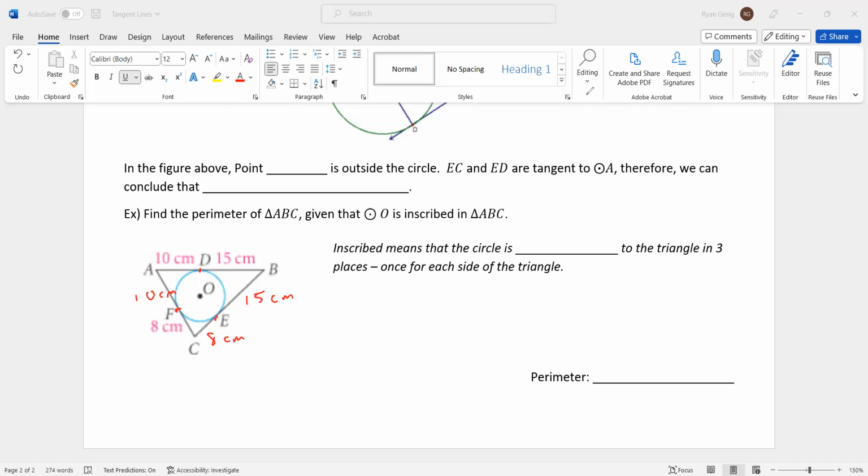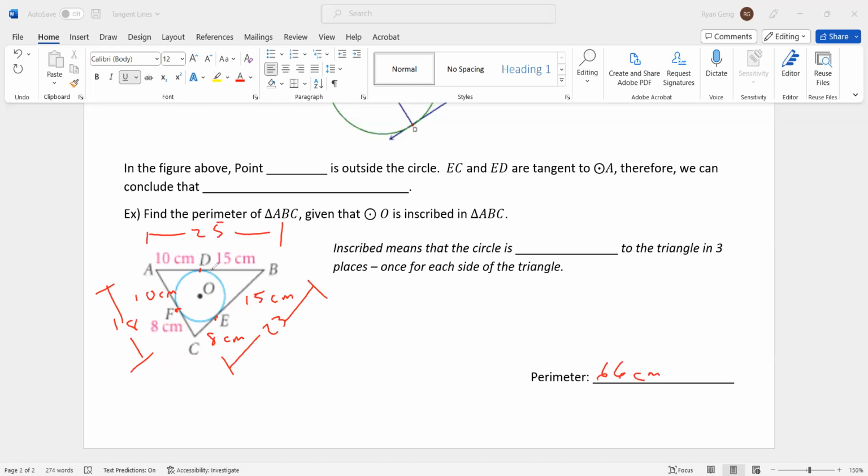Now, there's a couple ways you can find the perimeter. You could take each individual number and add it up. So 8 plus 15 plus 15 plus 10 plus 10 plus 8. Or you could find the whole side. So 8 plus 15 is 23. 10 plus 15 is 25. And 8 plus 10 is 18. And then add those up. Either way, you're going to get the right answer. So 18 plus 23 plus 25 is 66 centimeters is the perimeter.